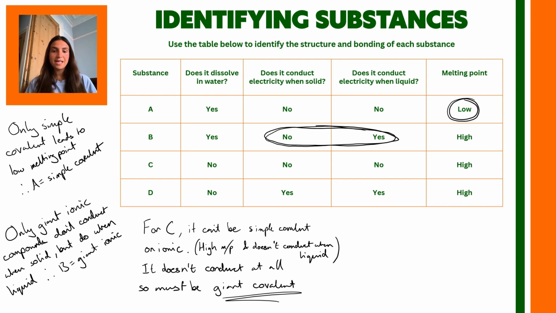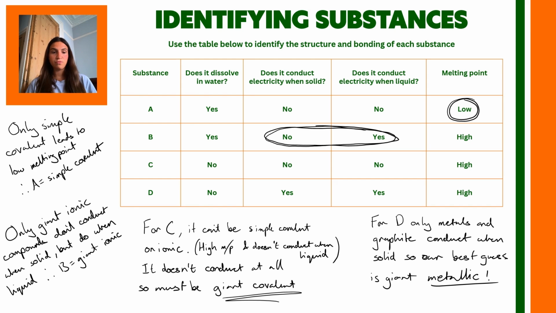And then for part D here, well, I've got two choices really, because only metals and graphite will conduct electricity as a solid, and it tells me here that this does conduct electricity as a solid. So my best guess really is to assume that it's not an exception to the rule and going to be graphite, and instead it's a giant metallic structure.